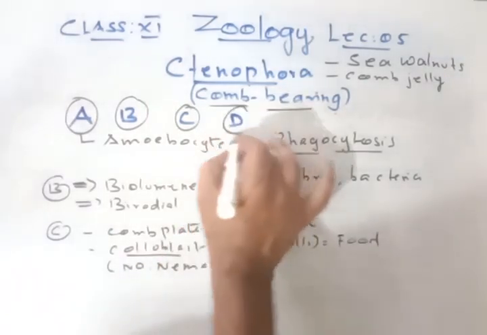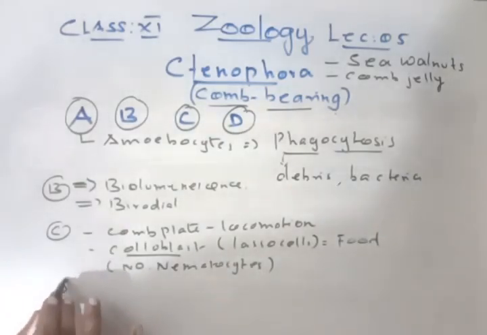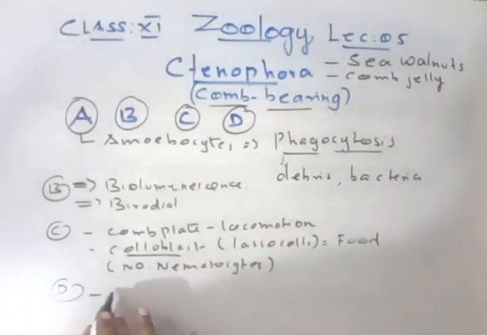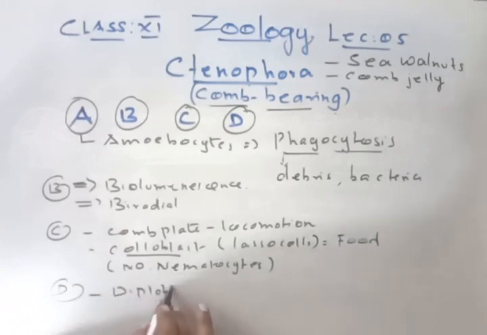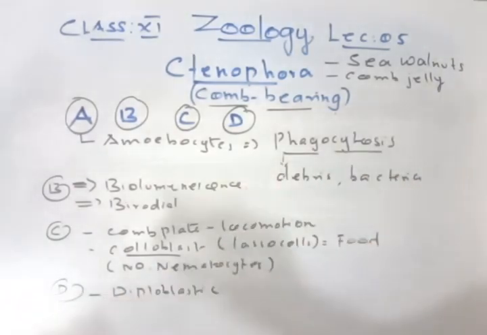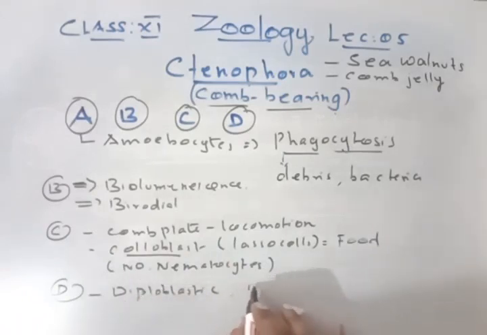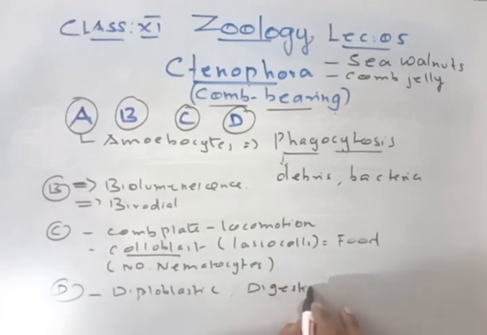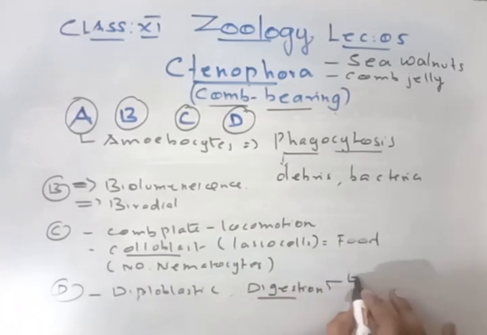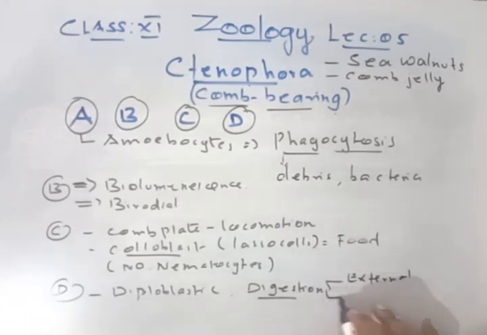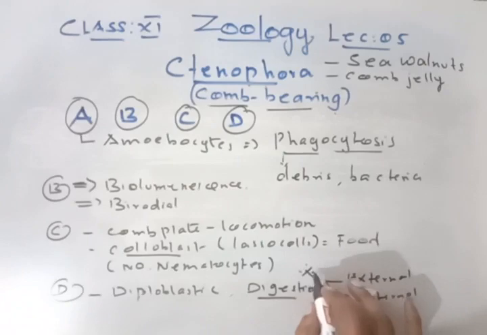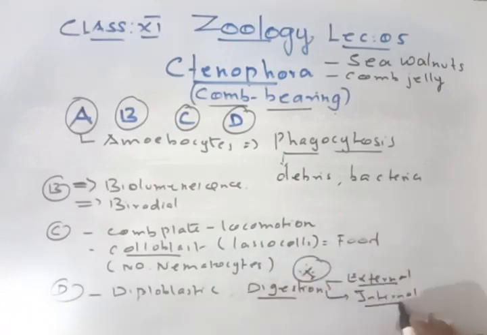Okay, next one is D. Here D is again for two things. One is diploblastic animals. Except comb jelly, sorry, jellyfish will have diploblastic, but the other things are diploblastic animals. As well as that, we can talk about the digestion process. Here we have two digestions: one is external or extracellular digestion, and another is internal digestion. This alone you remember. Digestion is external as well as internal.